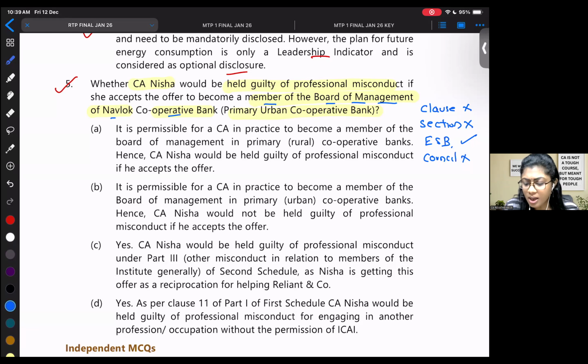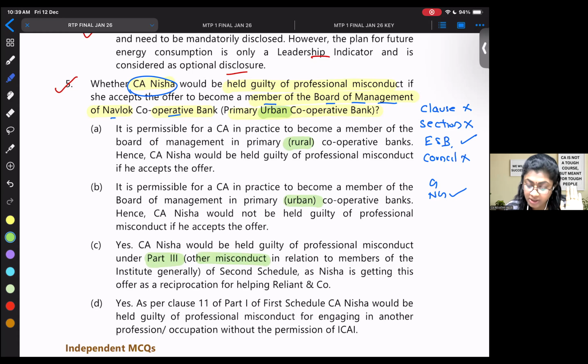So guilty or not guilty? Here, CA Nisha is becoming the member. Is she guilty or not guilty? The answer is, it's allowed. So it is not guilty, permissible. So can you reply? It is permissible to become a member of a rural... it's urban. It's permissible to become the member of an urban cooperative bank.